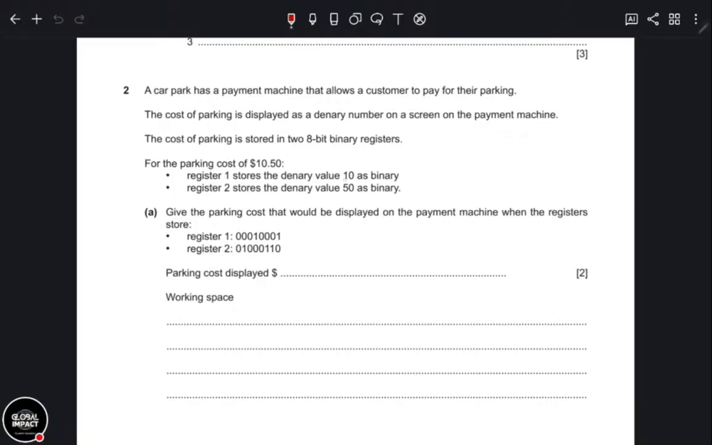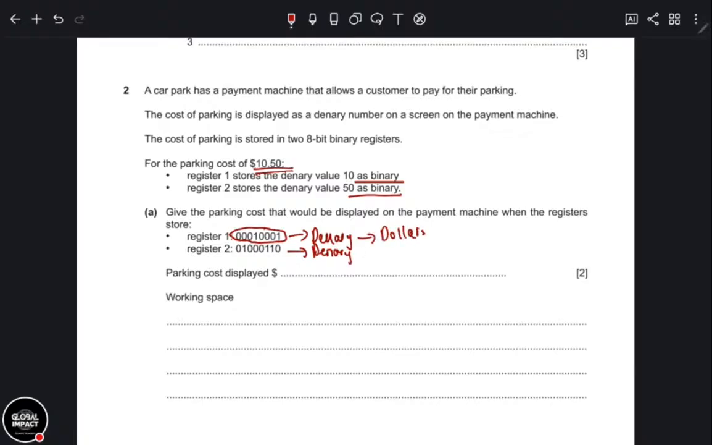Register 1 stores the denary value 10 as binary. Register 2 stores the denary value 50 as binary. The parking lot costs $10.50, so give the parking lot cost that would be displayed. Register 1 is binary, but you should be able to convert it to denary so that we see how much it would be. Then this one again, denary. These would be the cents. So these are basically dollars.